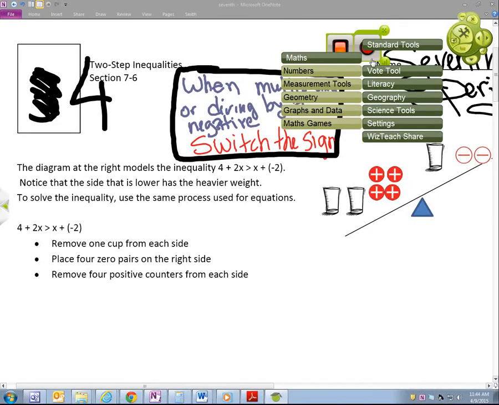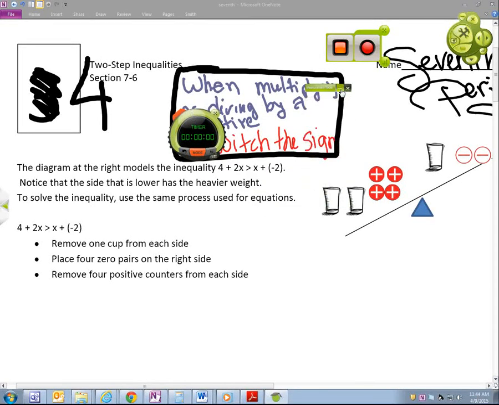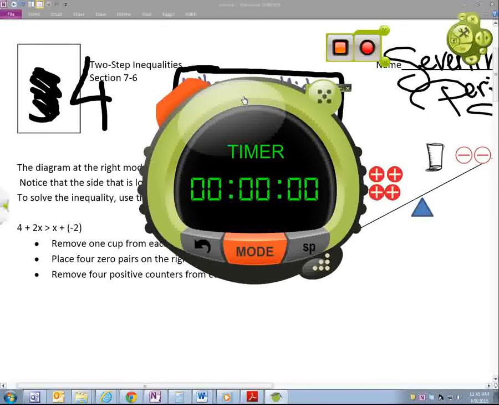Science, geography, math. Measurement. Yeah. You are going to be doing, I think that's seconds. You're going to be doing that.